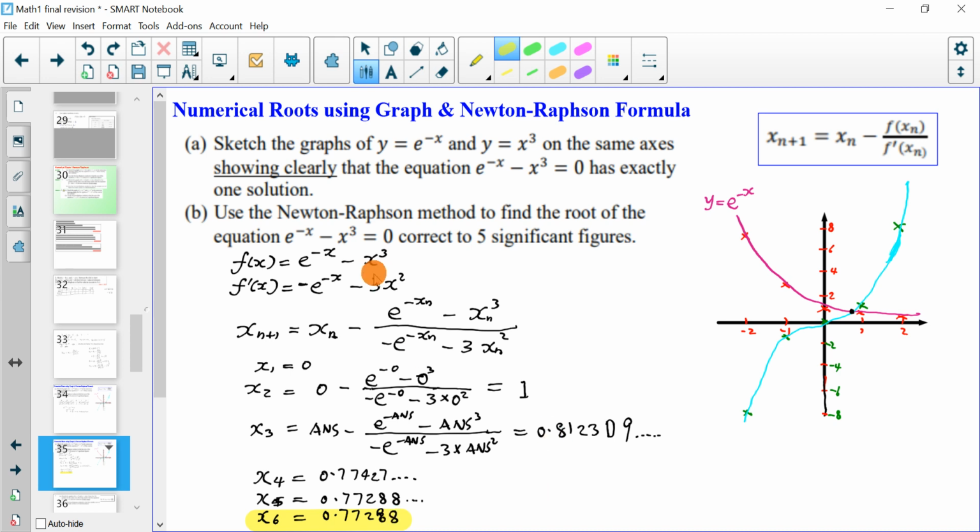And that's it. Simply using the recursion formula by inputting the last answer into the same expression over and over again.